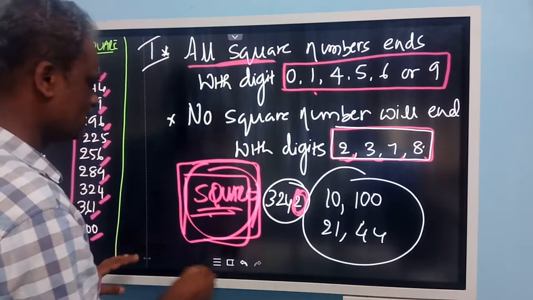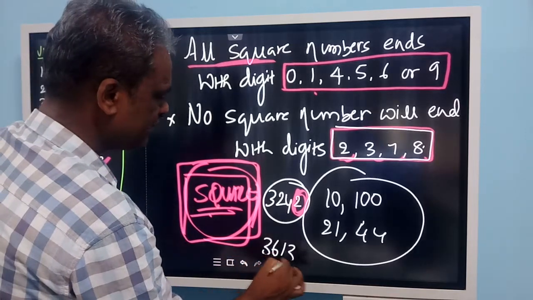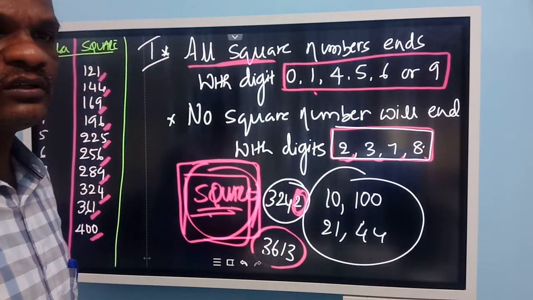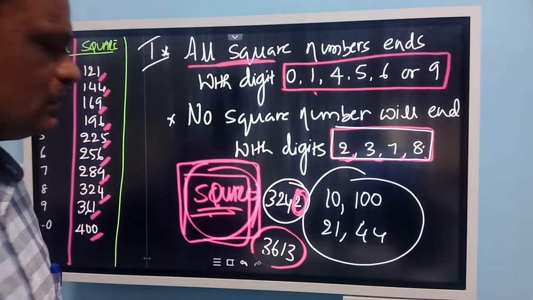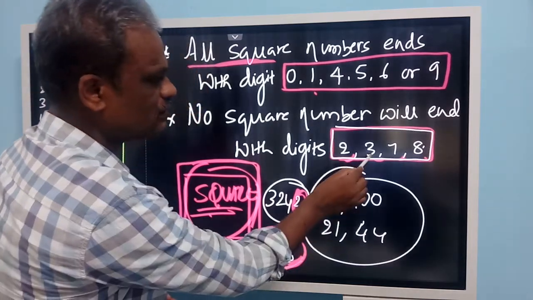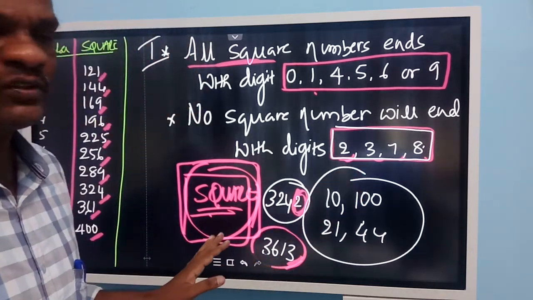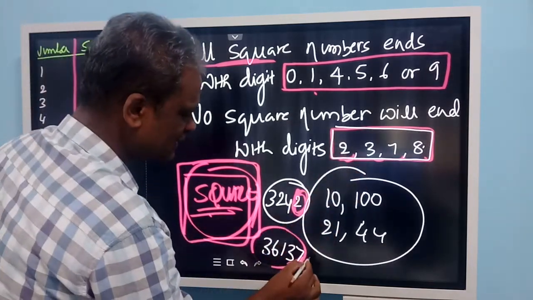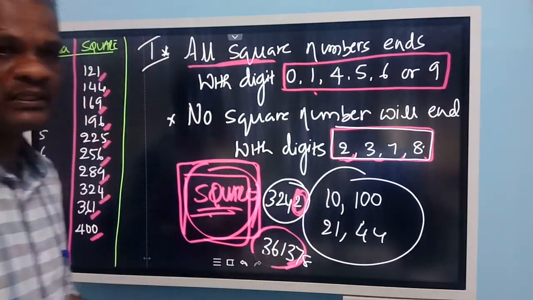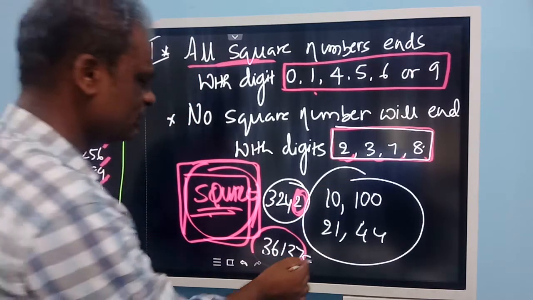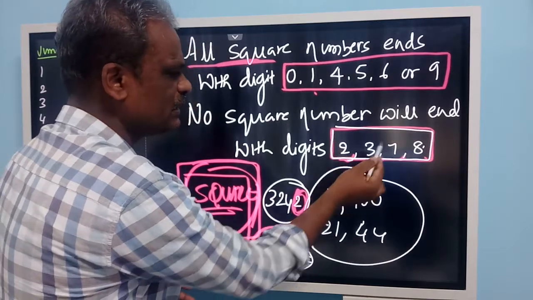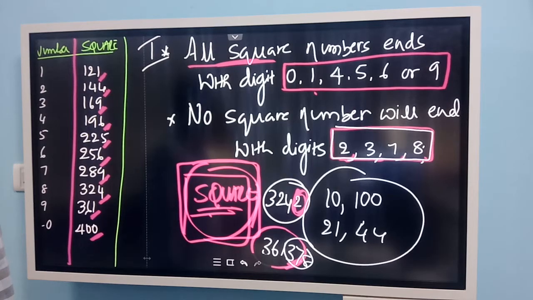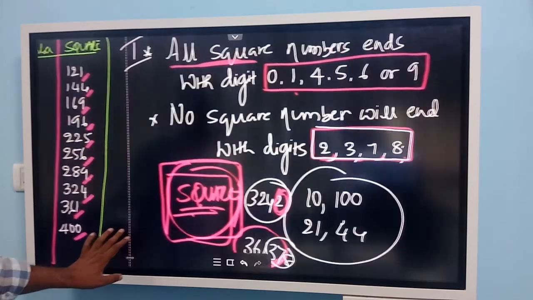I will write another number, 3613. Now look at this. You need not find the equal factors. Look at the last digit, 3. Ending with 3, not a perfect square number. Suppose it is ending with 7, not a perfect square number. If it is ending with 8, not a perfect square number. Directly you can conclude, if the units place digit is either 2 or 3 or 7 or 8, they are not square numbers. Is it clear? Yes, sir.